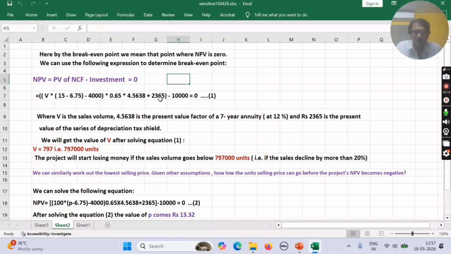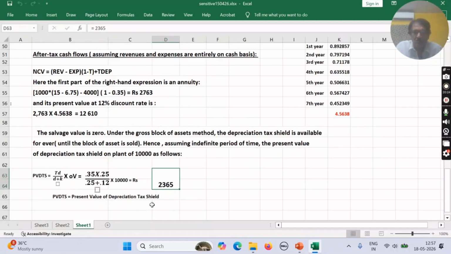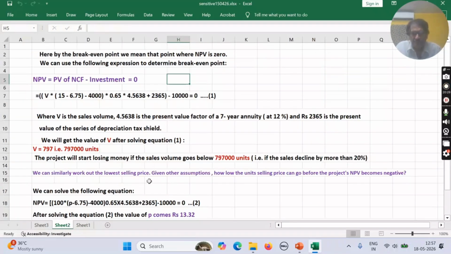Just now I have discussed 2365, and this is the total present value of the cash. And again I am showing you how the 2365 amount comes. 2365, this is the depreciation amount. So this is the 2365, the total present value, minus 10,000, the initial investment, that must be equal to 0. If you solve this, and I think it is not very complicated to find V, then you will see the value of V is 797.